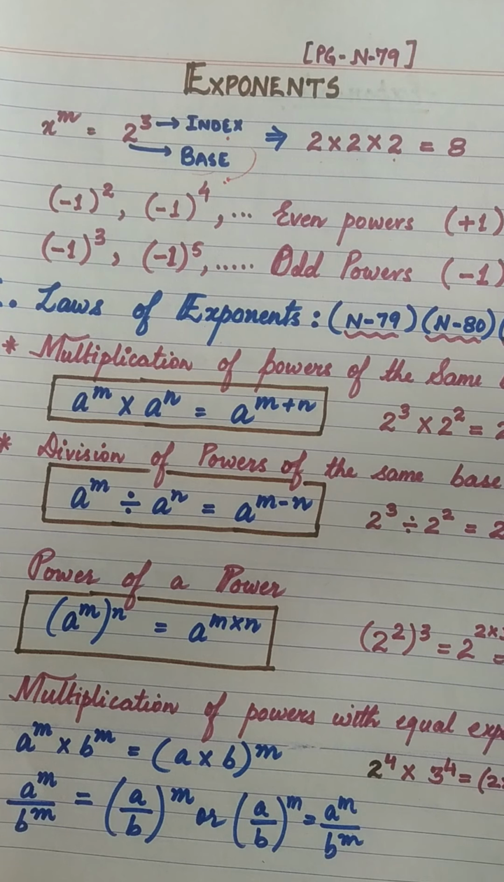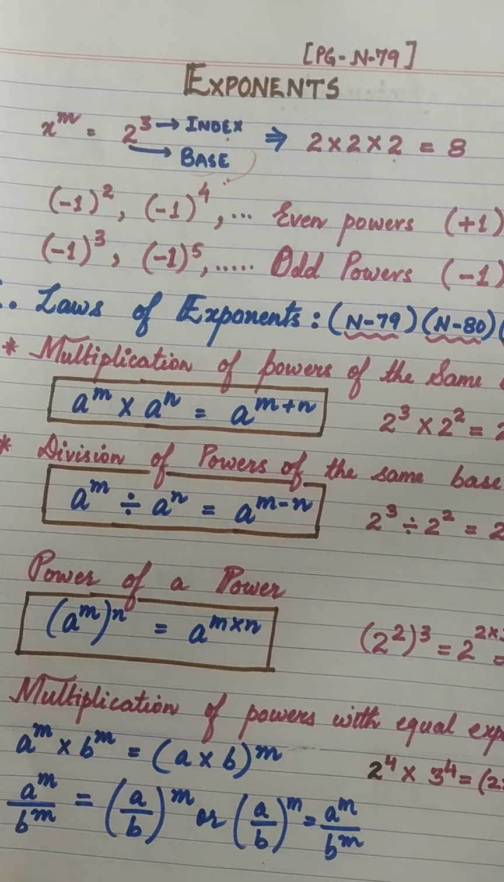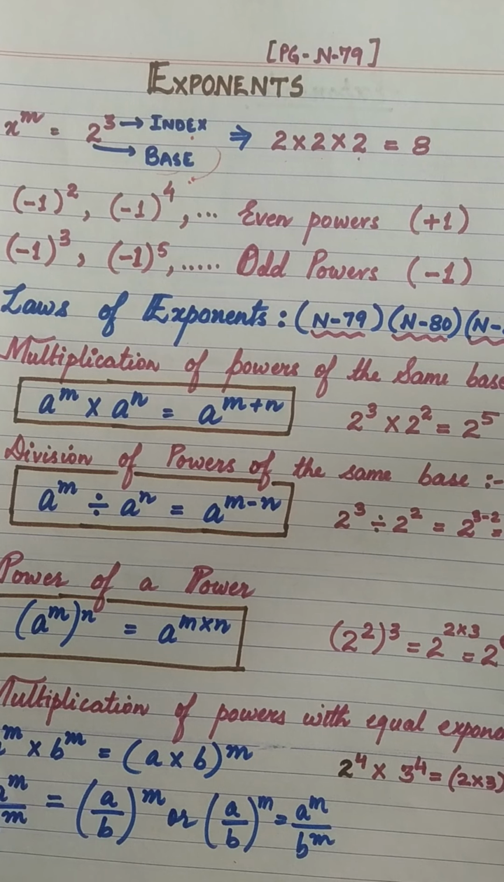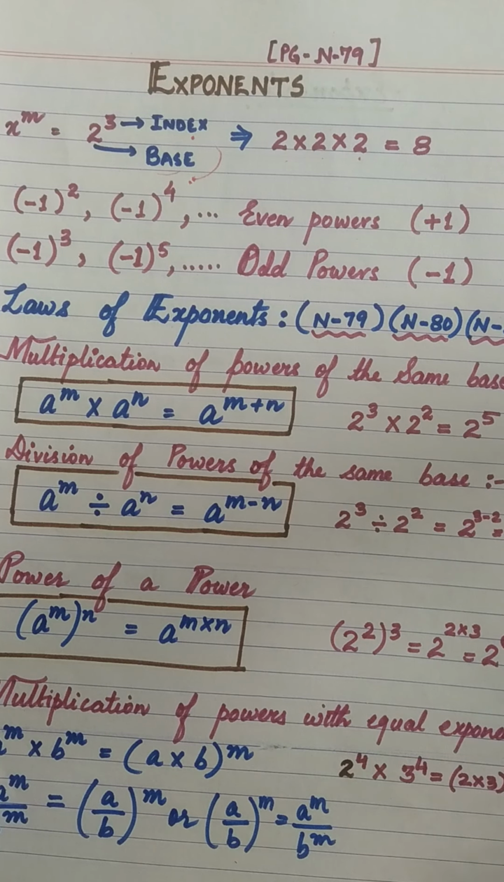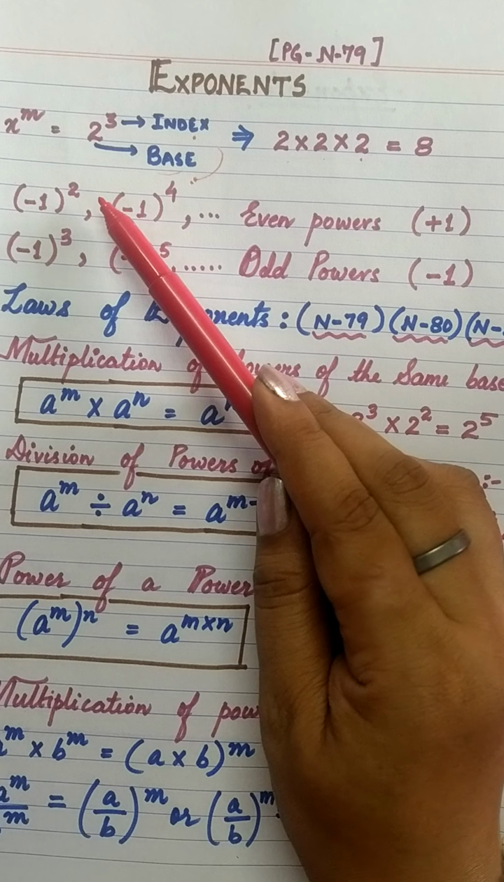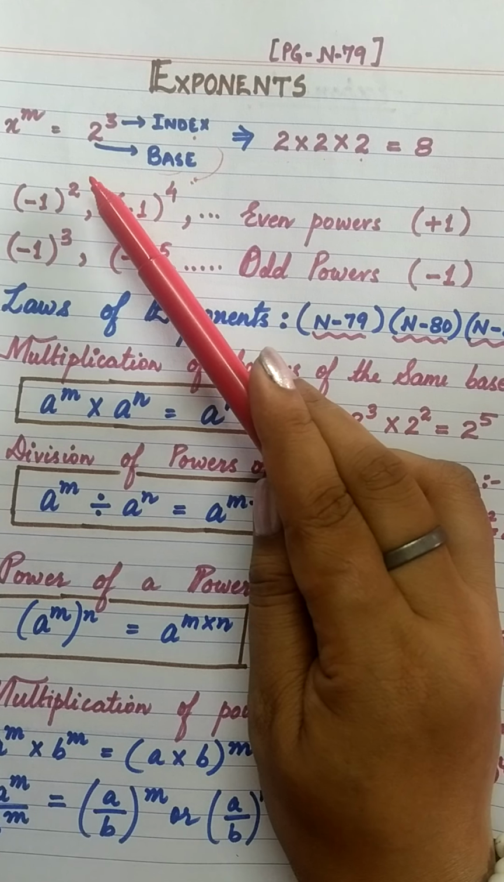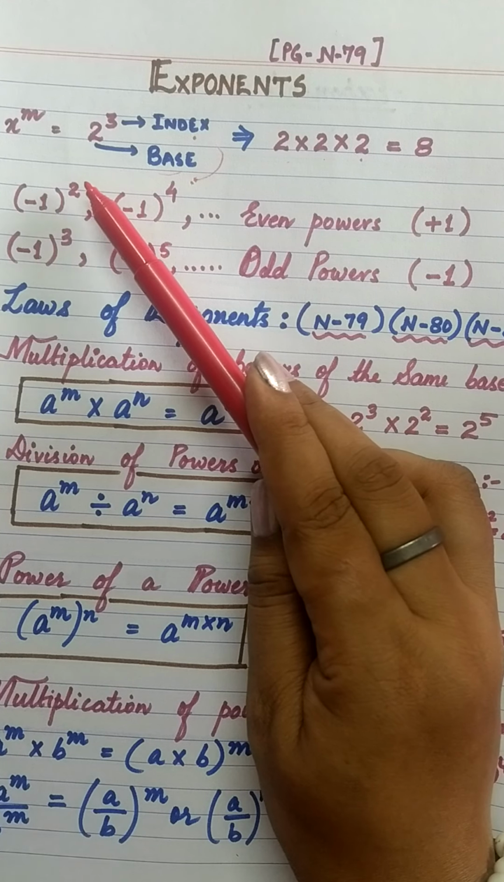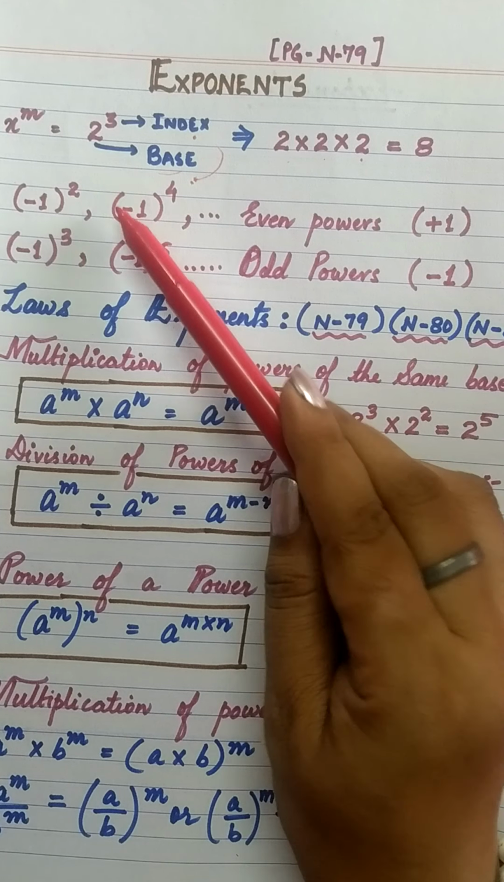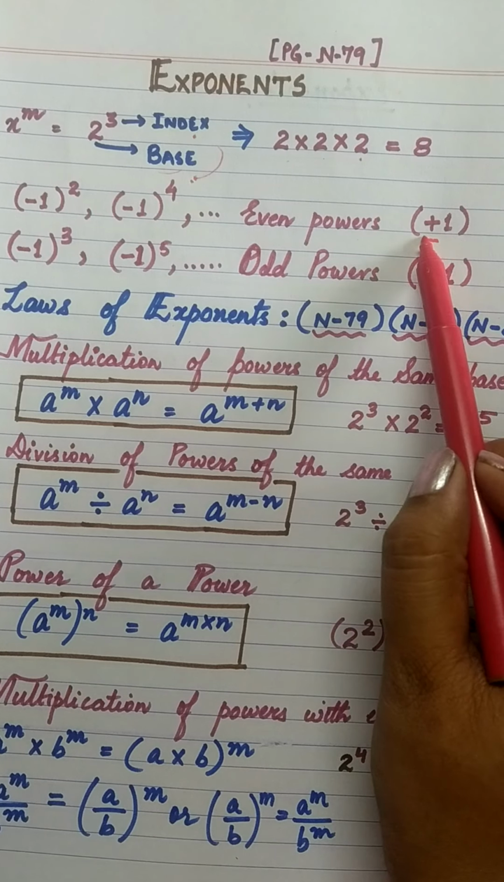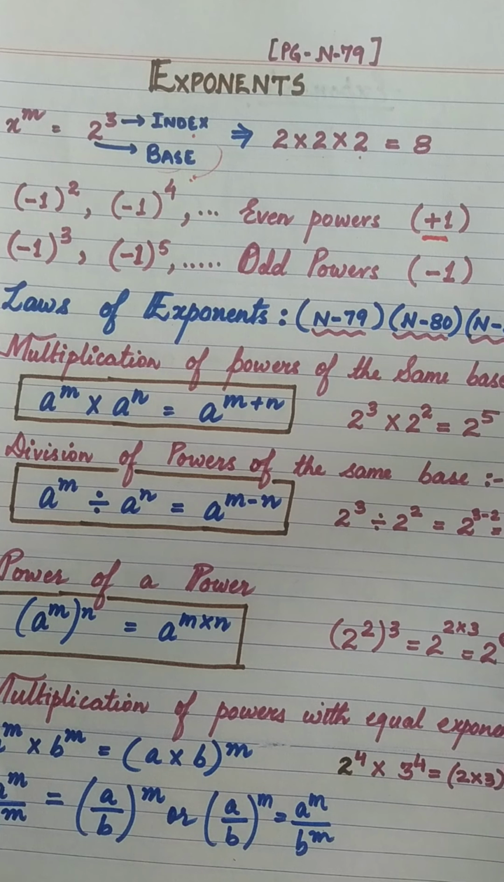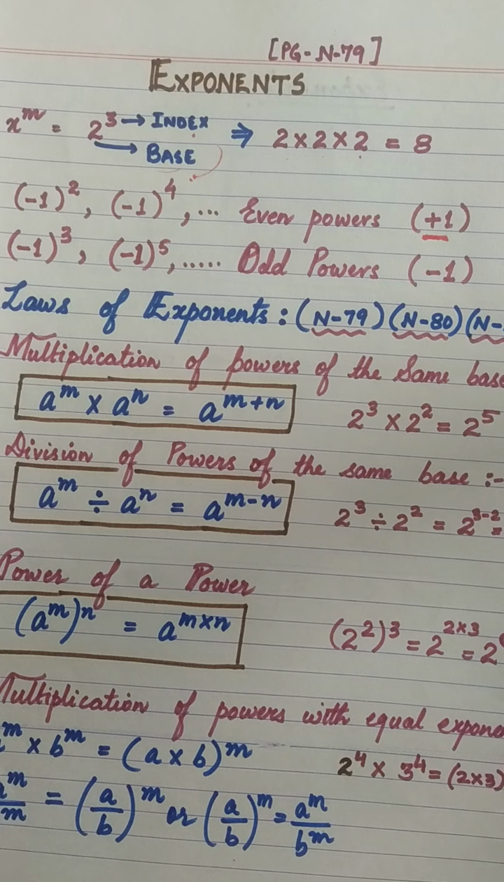Next thing that I want to tell you is, whenever we are taking a negative number in order to find the powers of it, for example -1, suppose any negative number raised to the power of an even number. If the power is even, in that case, the resultant or the answer will always be a positive one. So an even power will always give a positive result.